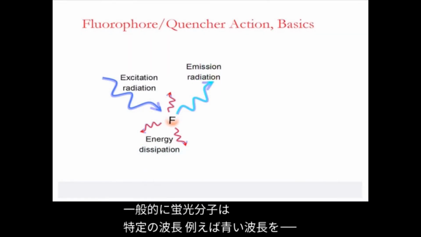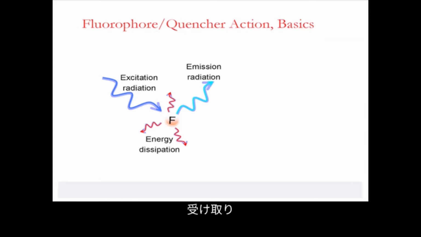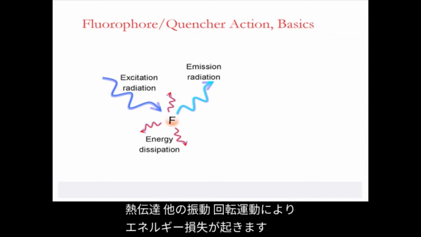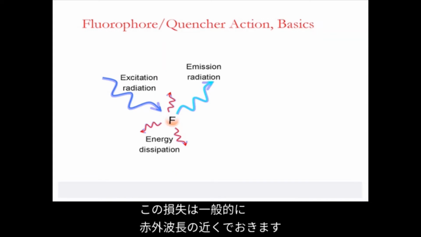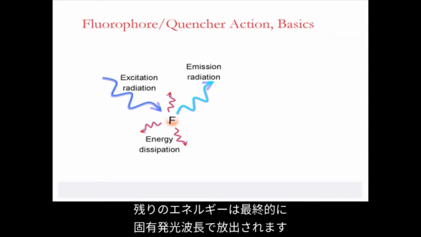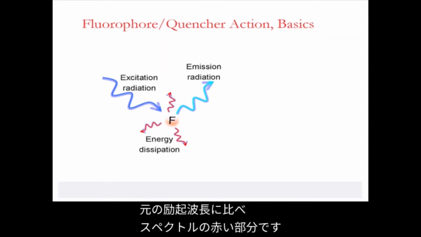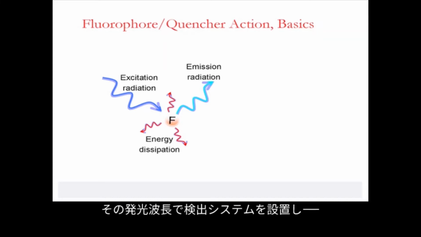In general, a fluorescent molecular entity will accept the radiation at a particular wavelength, possibly at a blue wavelength, and it then enters an excited state. While in an excited state, losses may occur by heat transfer or other vibrational or rotational motions. These losses generally occur at wavelengths near infrared wavelengths. The remaining energy is finally released at a characteristic emission wavelength more towards the red part of the spectrum compared to the original excitation wavelength. An observer may set up a detection system at the emission wavelength to specifically detect presence of a fluorescence event.